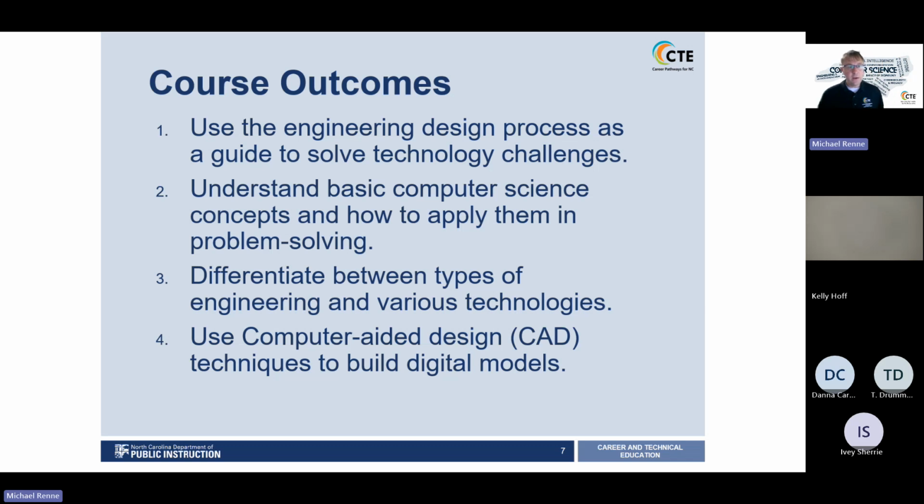If you're not familiar, these have been added to every DPI state managed course now, I should say CTE managed course. So you might have seen some of these courses that rolled out this year. I think we only had a couple that had course outcomes this year, but starting next year, any course that comes out of DPI, in any subsequent year, is going to have course outcomes attached to it.